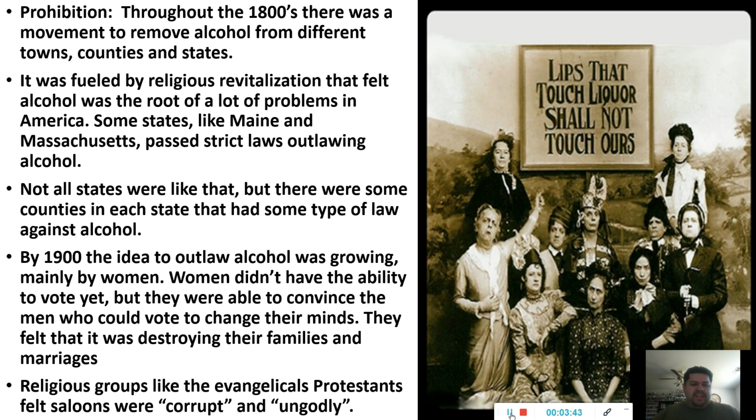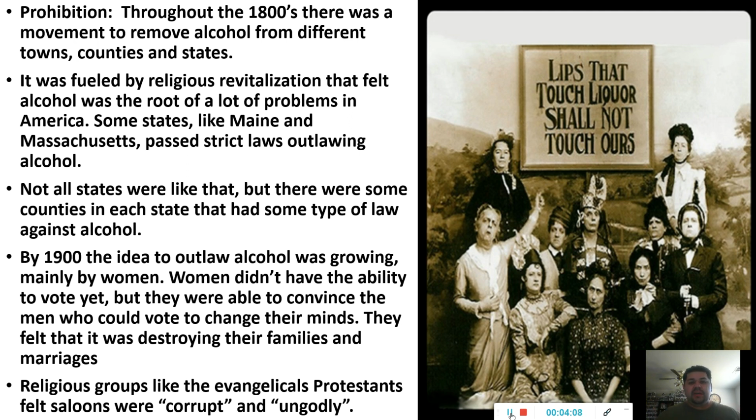But the thing is, not all states were like that. Some states were like, yeah, we know we have some people who have a problem controlling themselves, but we're not going to outlaw the whole thing. But there were some counties within the states who would say, no, we're not going to sell alcohol here. They became known as dry counties, and they wouldn't sell alcohol at all.